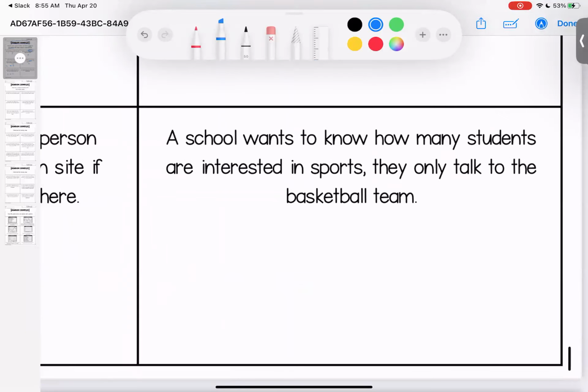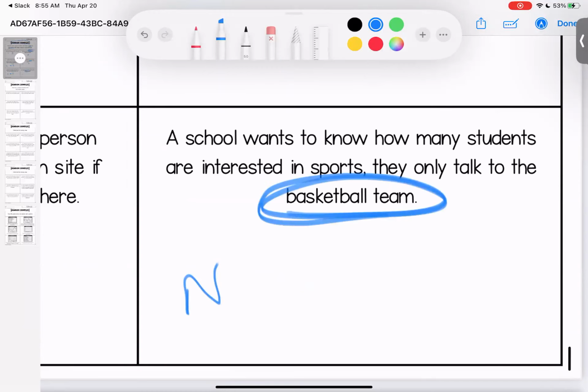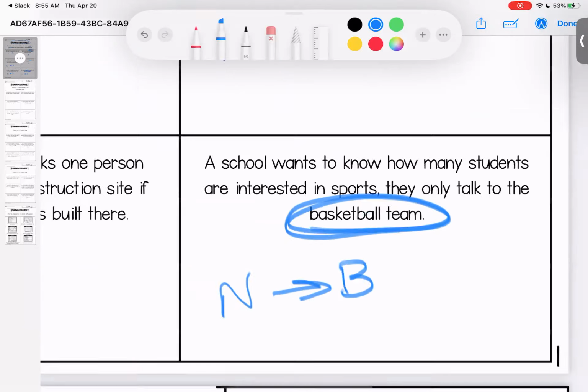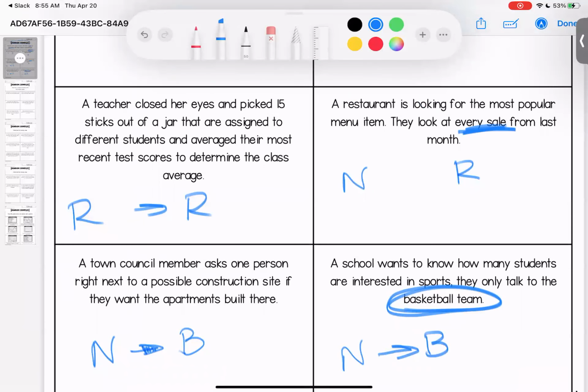A school wants to know how many students are interested in the sport. They only talk to the basketball team. This is non-random. They're choosing the basketball team. There's no randomness to that. And this is biased because the basketball team is very likely going to be interested in basketball and in sports for that matter. So this is not going to be unbiased, and it's not going to be random.